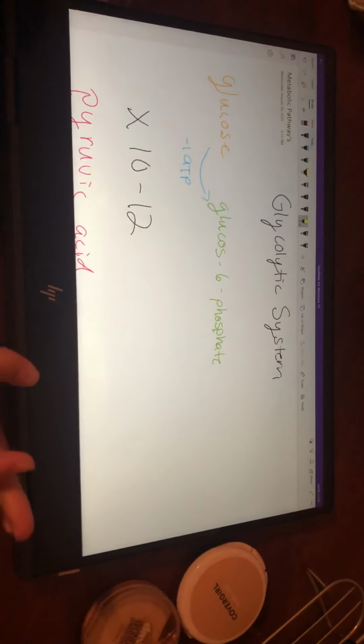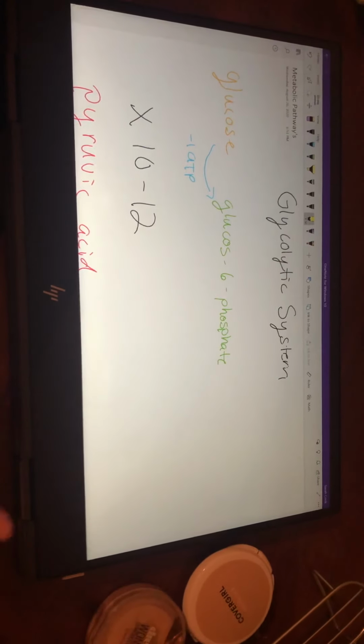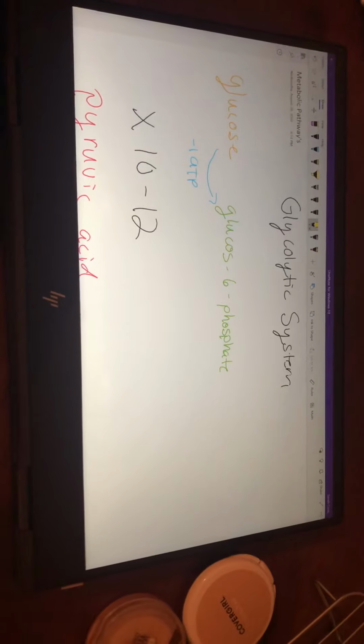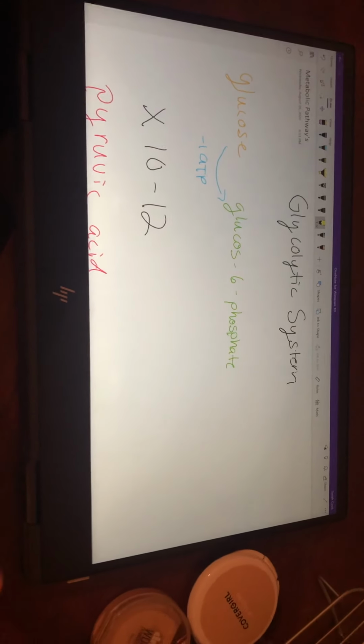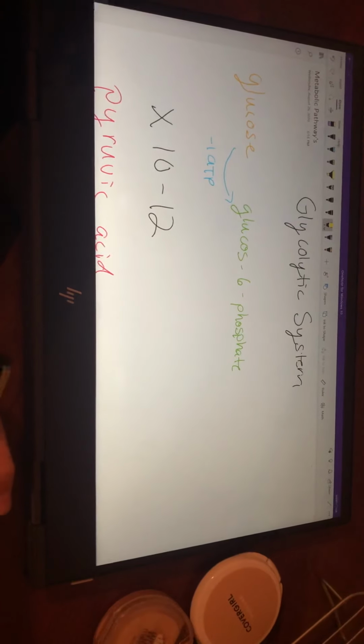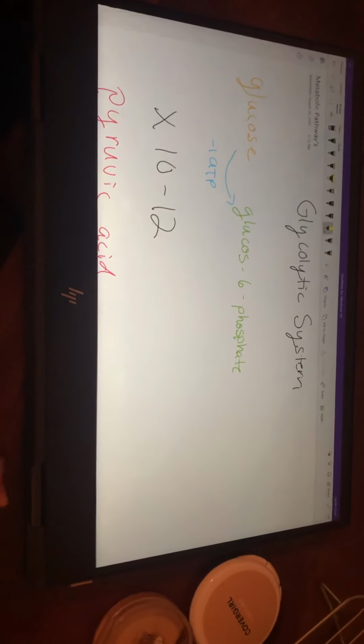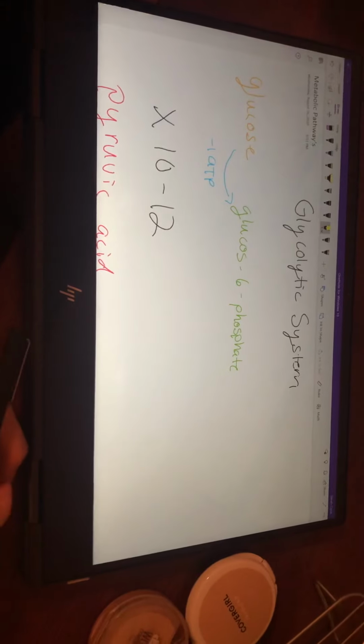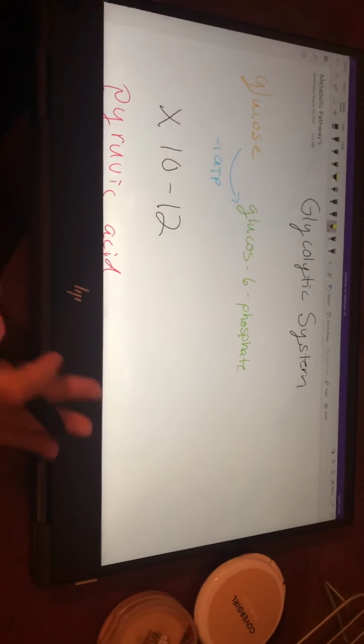Okay, so this is the second energy system, or metabolic pathway system, for making energy for the cells. Because the ATP creatine phosphate system is so limited and only lasts for a short amount of time, most ATP is made through the glycolytic system.